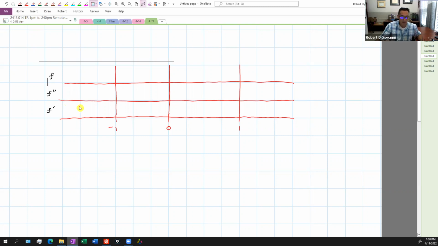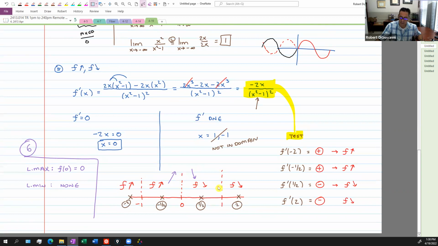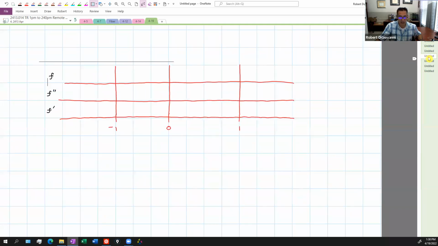And now I would like for us to go back to step 5 and look at the up and down of the function. This came from the first derivative, right? This was the first derivative that gave us this information. We go up, up, and then at 0, we go down, then down, right? So I'm going to put that on my table.